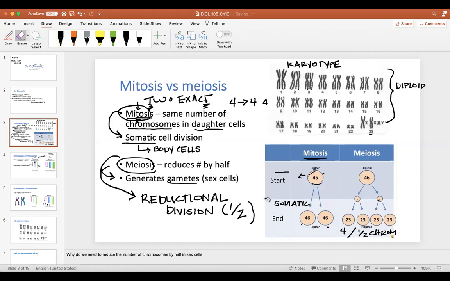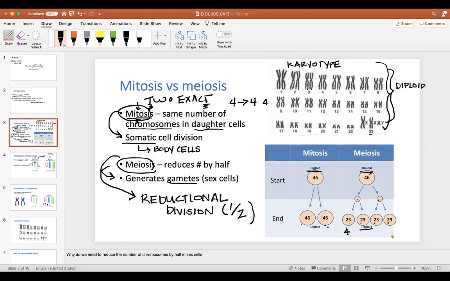Now let's look at my little overview here of mitosis versus meiosis. In mitosis, we start with a diploid cell with 46 chromosomes. That's the situation that we see up here, okay? And we end with 2 diploid cells, each with 46 chromosomes. In meiosis, we're going to start out with a diploid cell that has 2 copies of each chromosome, but we're going to end with 4 haploid cells that each only has 1 copy of each chromosome.